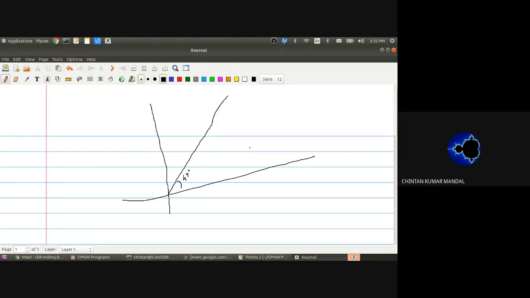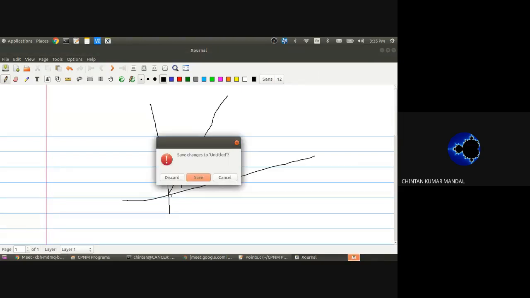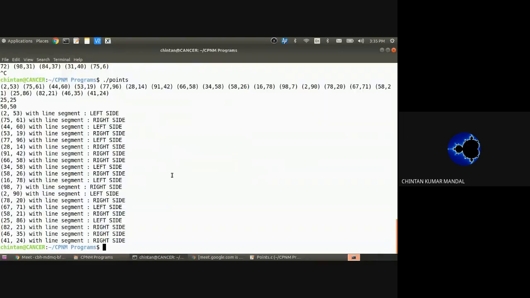Okay, sir, the typical problem is basically in a topic called computational geometry. It's a very typical thing where you try to find out whether a point is lying on the left side or the right side of a line. You don't have to find any slope or anything, just find the vector area, and you can find out whether it's on the left side or the right side.